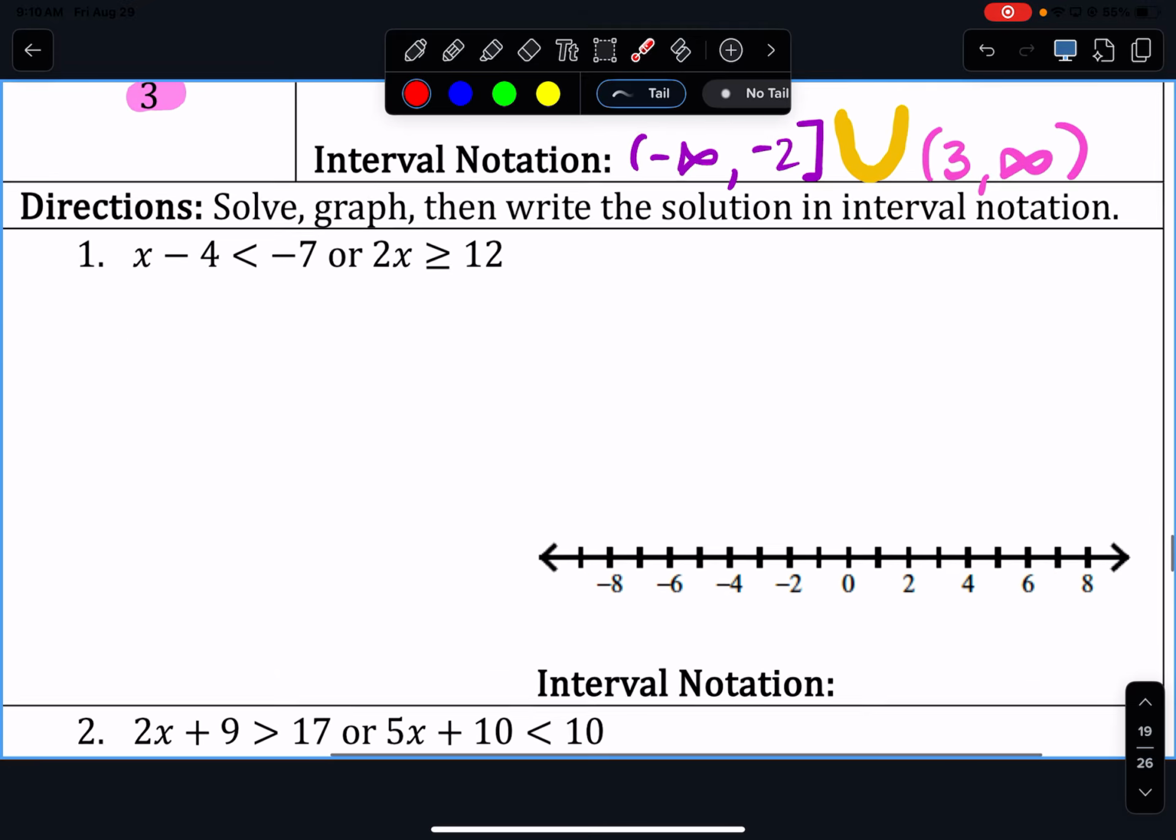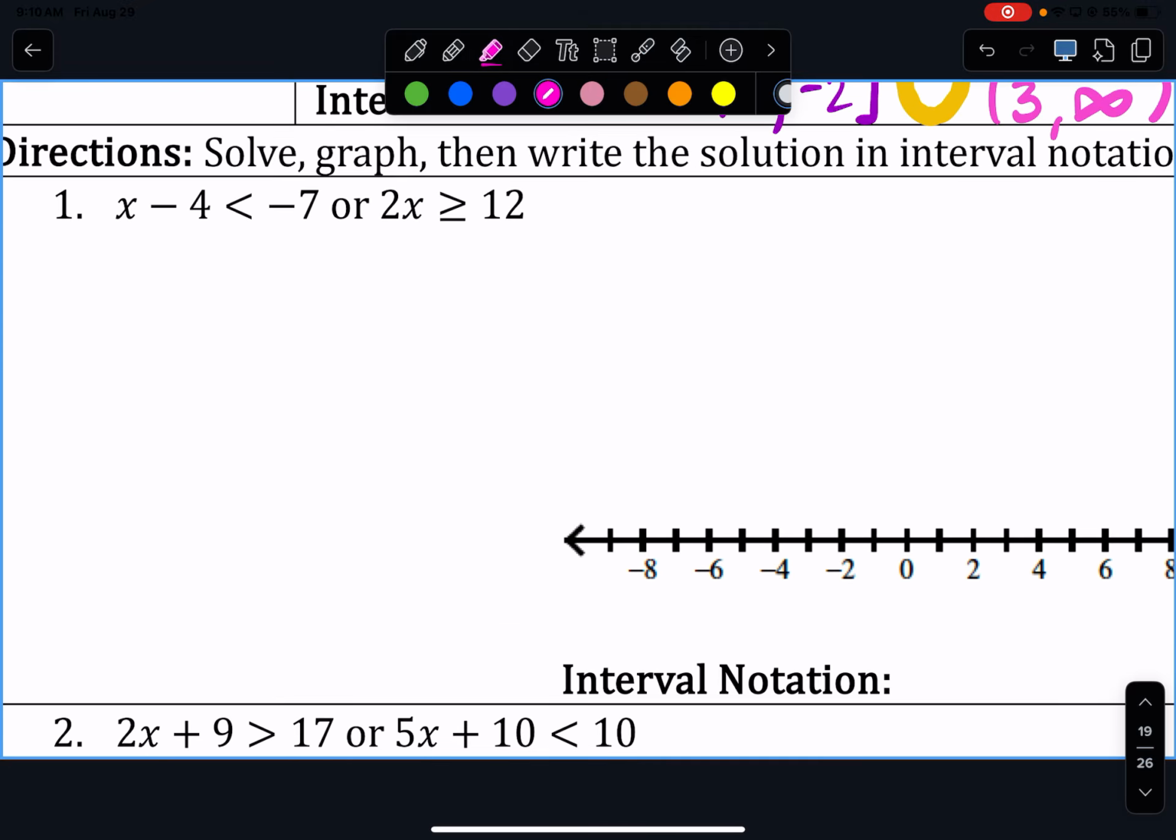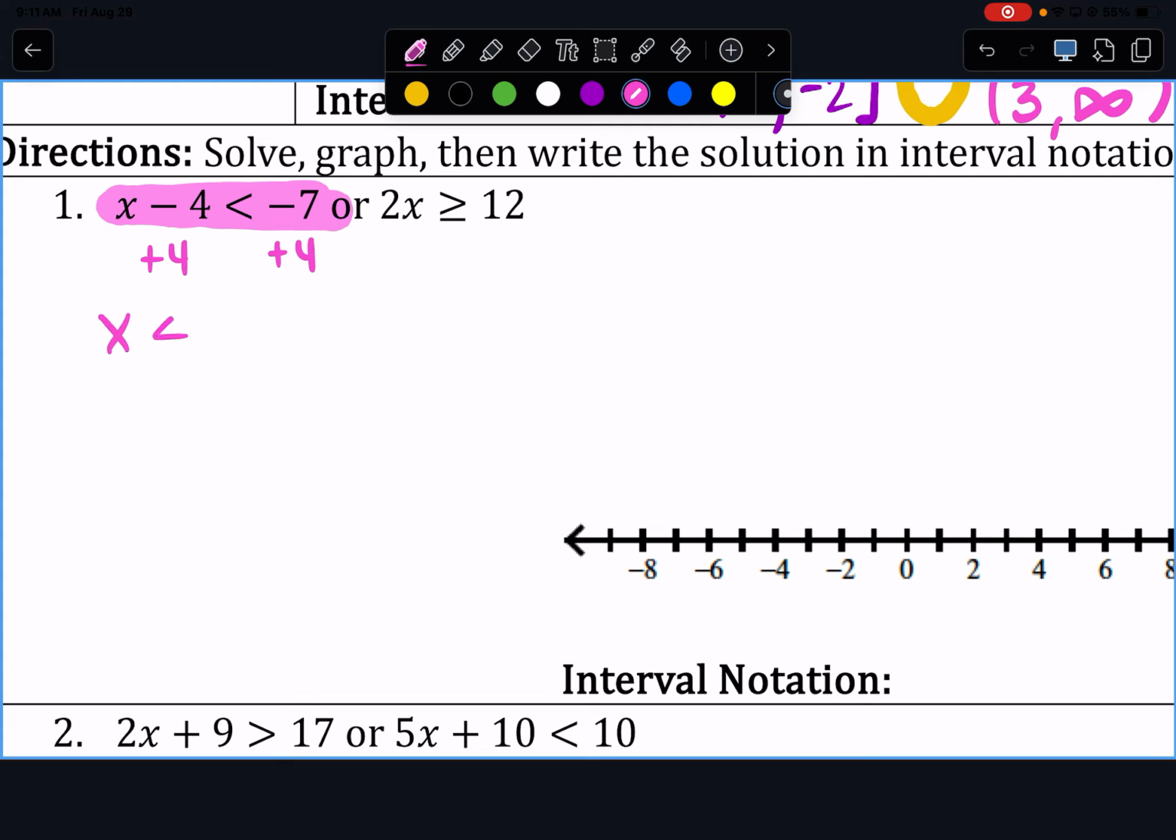So we're going to look at number 1. We're going to start with x minus 4 is less than negative 7. How do I solve x minus 4 is less than negative 7? What do I need to do to solve that? Plus 4. So we get x is less than, what is negative 7 plus 4? Negative 3.